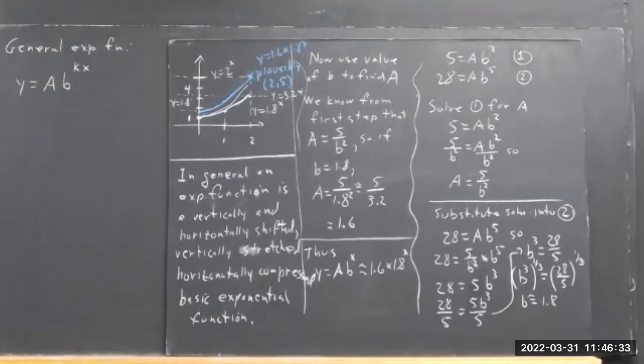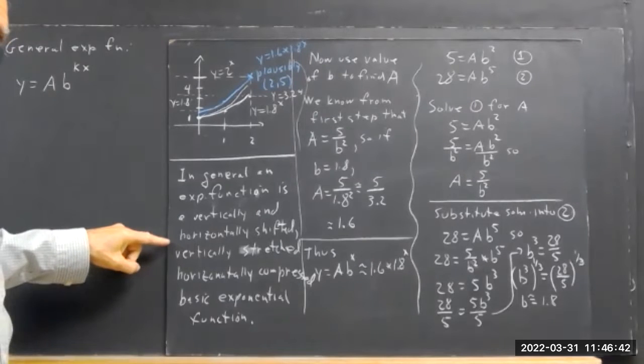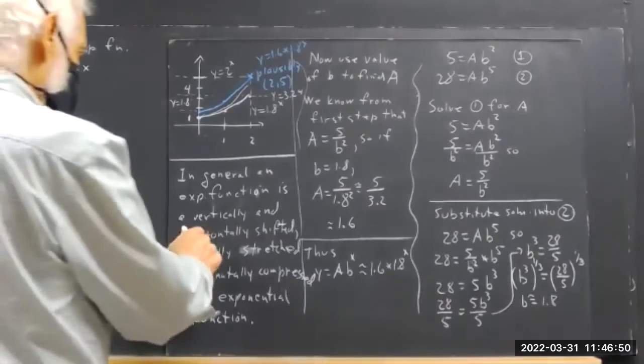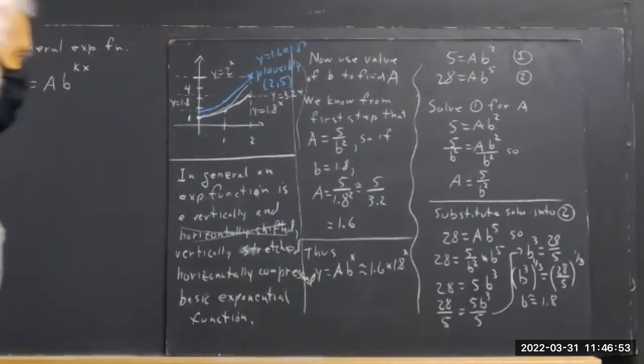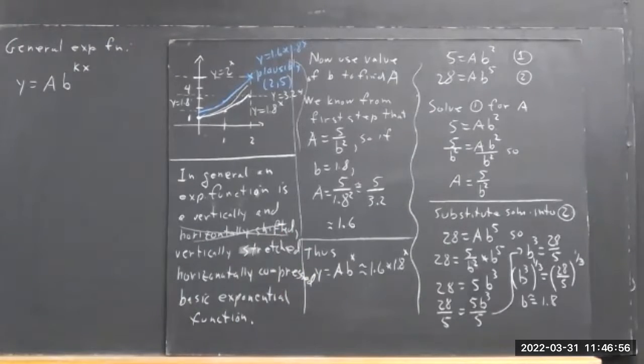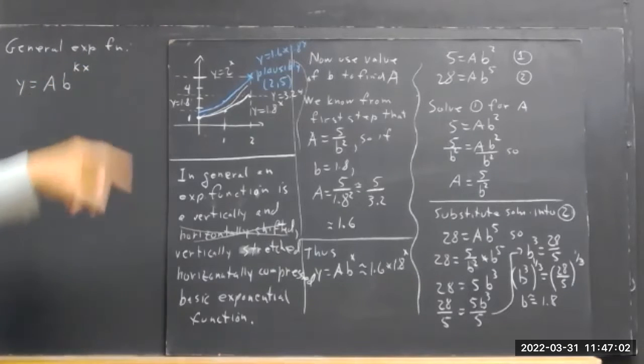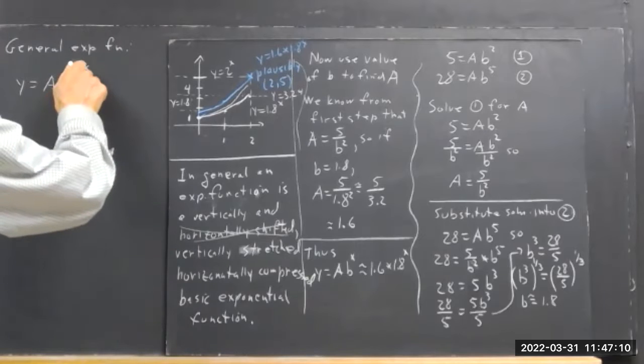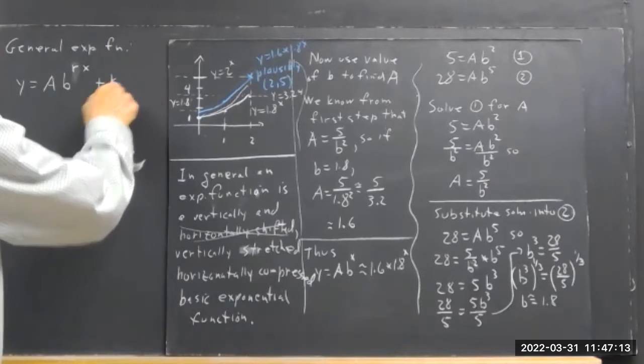Could be written as y equals ab to the kx. It turns out that horizontal shifting can be accommodated by the way you vertically stretch and shift it, and so forth. So I'm going to cross out the horizontally shifted. If you included horizontally shifted, then you have ab to the k times the quantity x minus h. Oh, now I want to change my variable here because I didn't do vertical shift. I'm going to use r in front of x, and then I'll use k for the vertical shift.